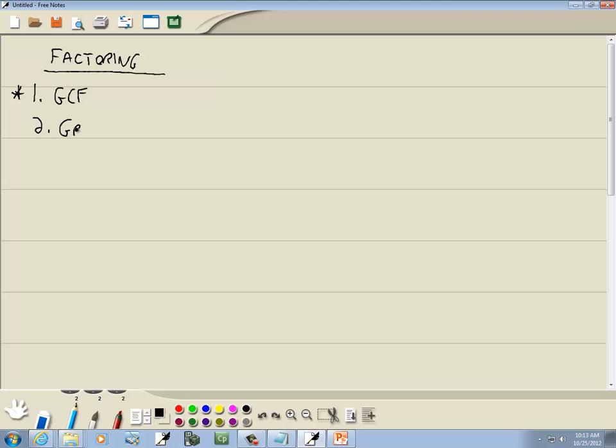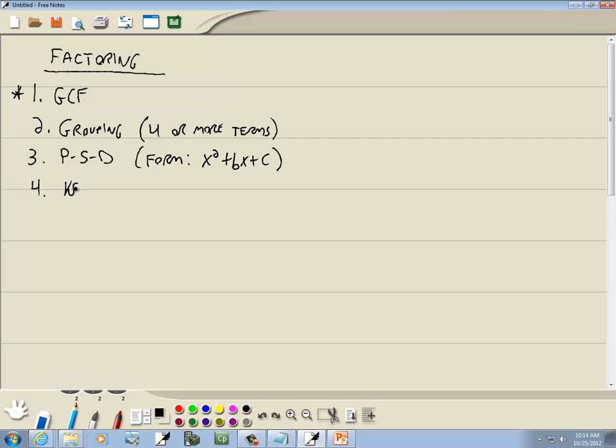Our second method is grouping, and this is when you have 4 or more terms. Third one is the PSD method, and this is when it's of the form x squared plus bx plus c. Our fourth method is the key number, and that's when it's of the form ax squared plus bx plus c.